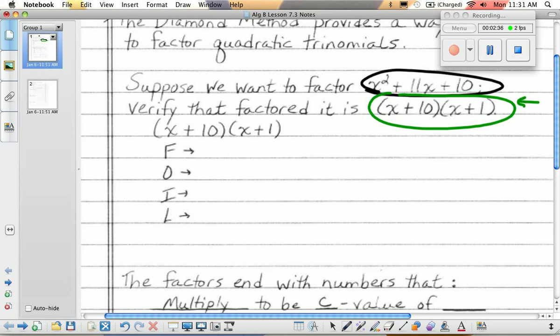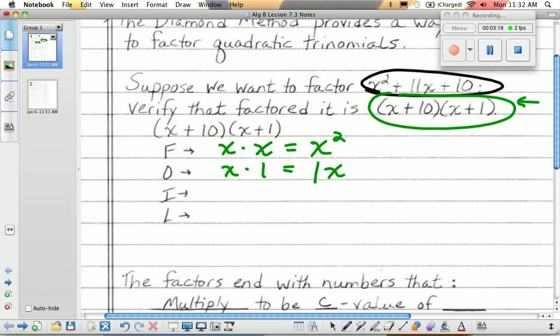Let's just verify first of all that x plus 10 times x plus 1 actually is that trinomial. Let's FOIL this out. What would our F step be? X times x. Do this with me, please. X times x is x squared. This is kind of like a check problem. This is not how we're going to learn how to factor. This is like checking to see if we have good factors or not. How about the O step? X times 1, and that is 1x, or just x if you're already cleaning it up.